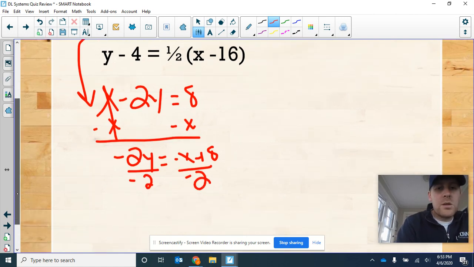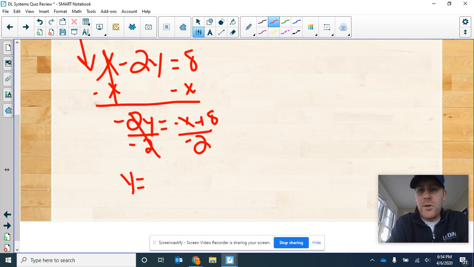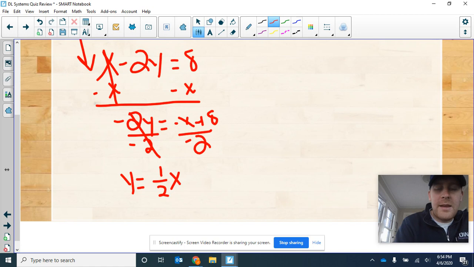So this equation ends up being, my 2's cancel out here, y equals negative x divided by negative 2. Again, there's a visible 1 in front of that x, so negative x over negative 2 will become positive 1/2 x. And then 8 divided by negative 2 is negative 4. So there's that equation converted to slope-intercept form. Slope is 1/2, y-intercept is negative 4.